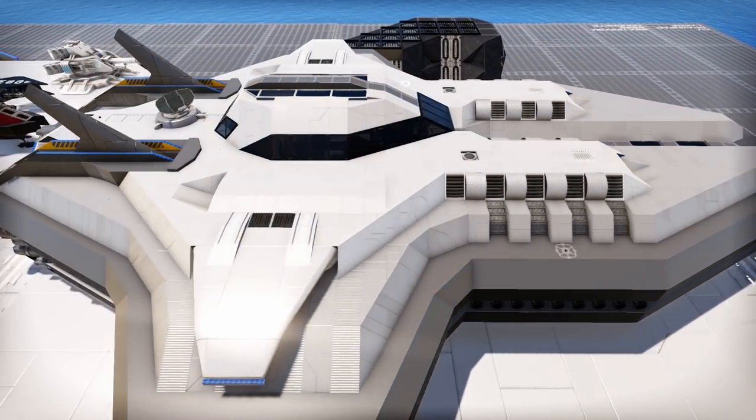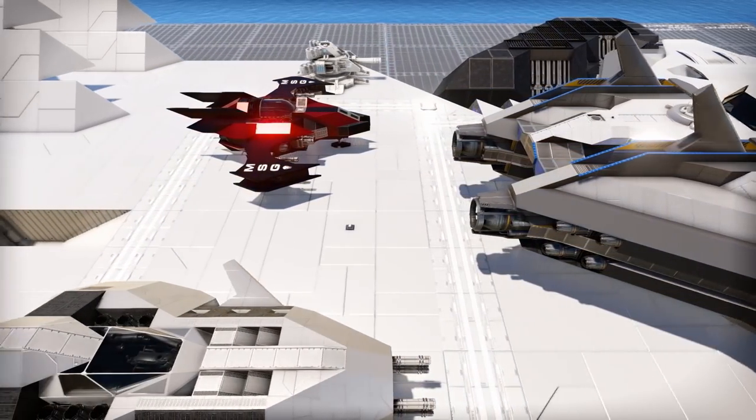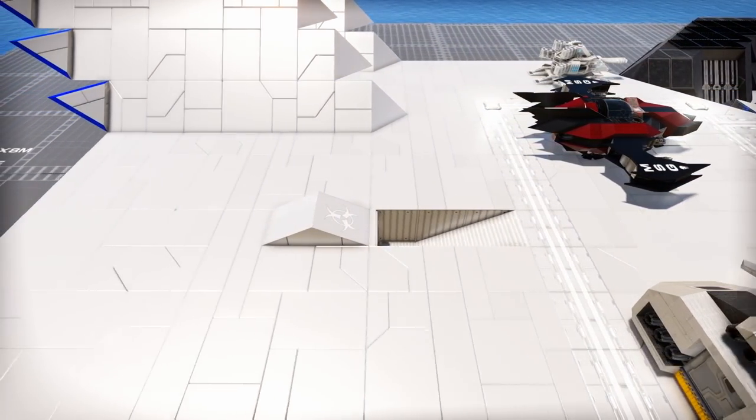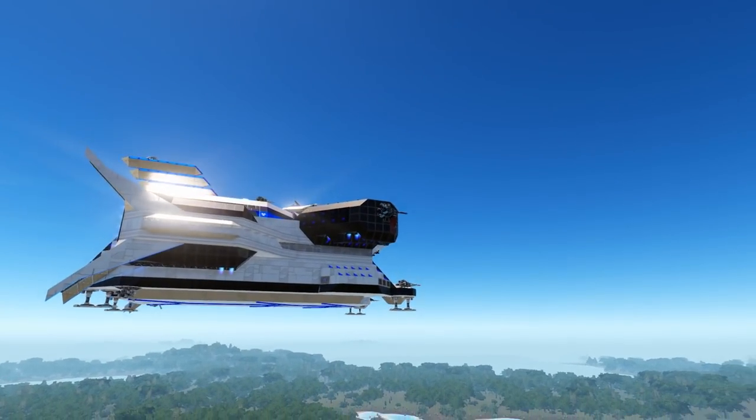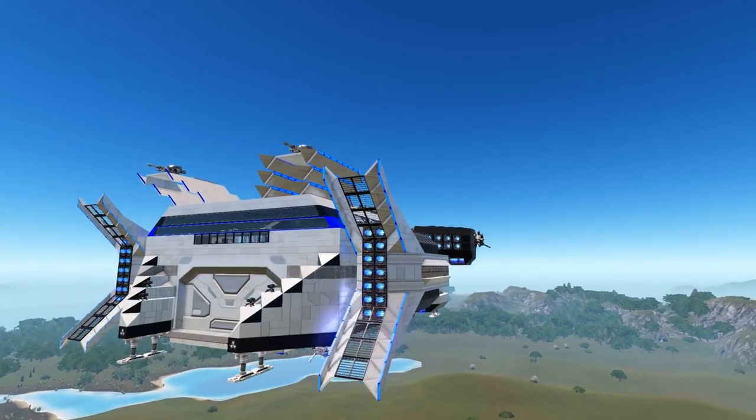Now, I do not play in multiplayer or PvP, but I can tell you right now, this is definitely not one for that. So once again, this is the RSW-A2 Der Esel, and Der Esel is German for the donkey.